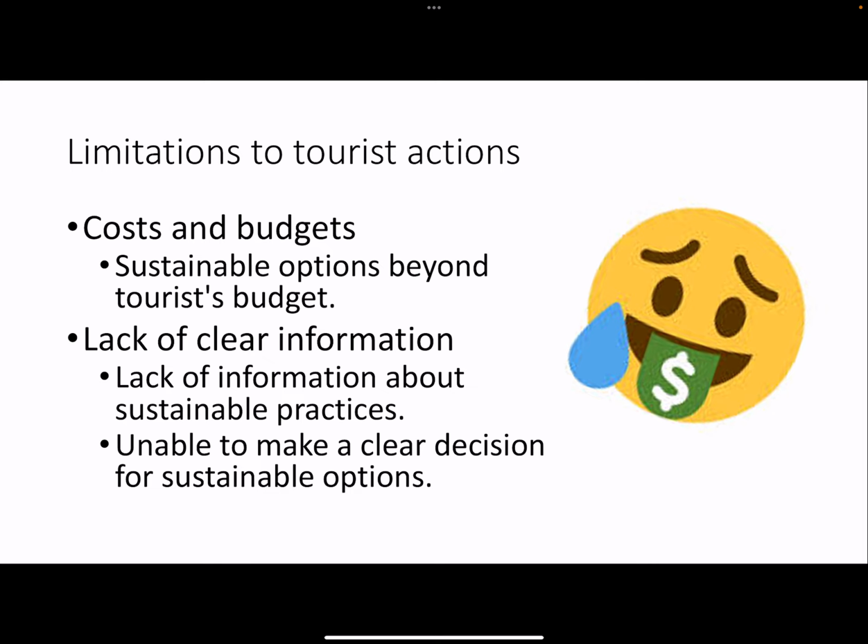The tourists, right? Number one, besides them needing to want to care for the environment they are interacting in, cost is another problem. Cost and budget, right? They must be able to afford these sustainable options. Because sustainability comes at a price, okay? Normally, because you have limited numbers, the pricing tends to be more expensive, right?